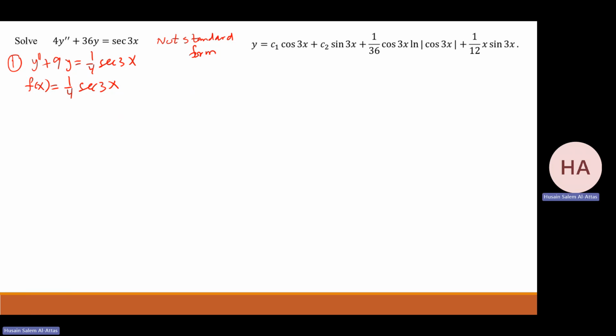Okay. Second step, we solve the homogeneous one. y double prime plus 9y equals 0. So you have r squared plus 9 equals 0. So you have r equals plus or minus 3i. So you have yc equals C1 cosine 3x plus C2 sine 3x. So I get y1 and y2.